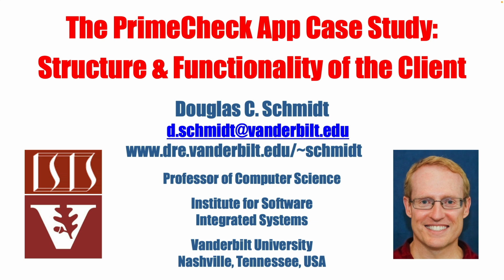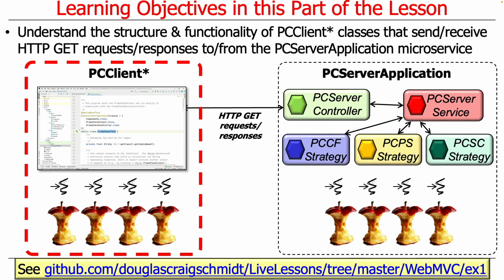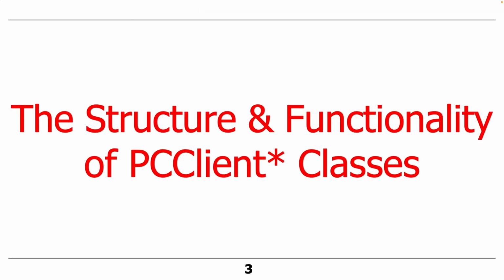So now that we're done talking about the server implementation of our PrimeCheck app case study, let's focus on the structure and the functionality of the client. And again, we're doing this because this will teach us things that are useful for writing Spring clients if you're doing proxies by hand. There are other ways to write proxies that don't require doing some of this stuff, but this particular set of examples is cool for a variety of reasons, as we'll see.